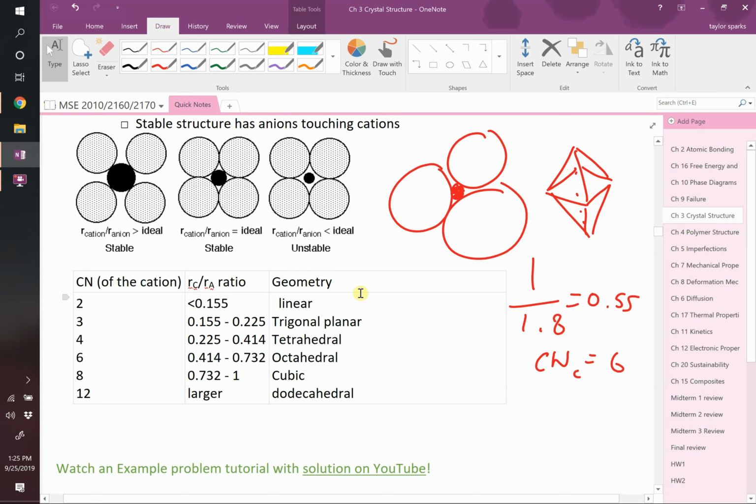That basically the size ratio of your anion and cation will roughly tell you what the coordination number should be for the cation. If it's a really big difference, it's going to be linear. If it's pretty close to the same size, it'll be dodecahedral. And anywhere in between.